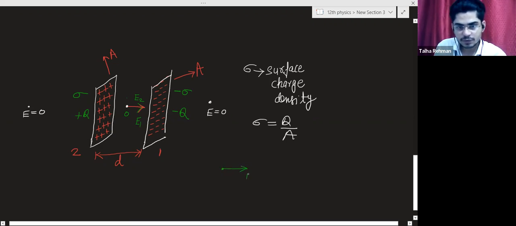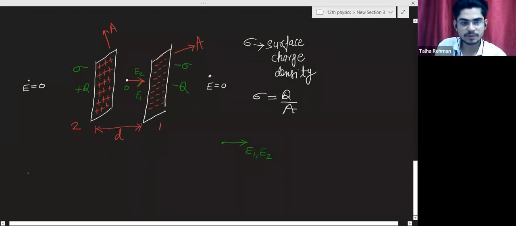This is the direction of E1, and again this is E2, means two vectors, and I have already told you the value of E1 and E2 is equal to sigma by epsilon naught. I am not taking this negative because these are vectors. In scalar, we take things with sign, like in the case of potential energy.